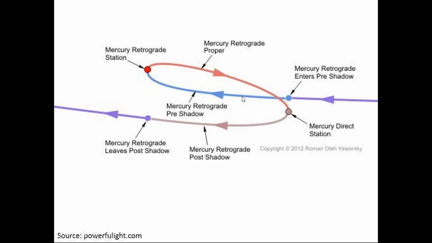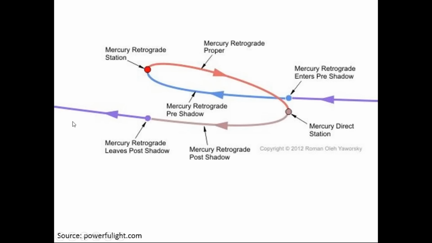This is what we call the pre-shadow with Mercury. Here's where it turns retrograde, appears to stop and then go backwards. Red, this is the actual Mercury retrograde. And here it comes to the spot where it turns direct. And we have the post-shadow of Mercury until it gets to its retrograde point and moves beyond it again.